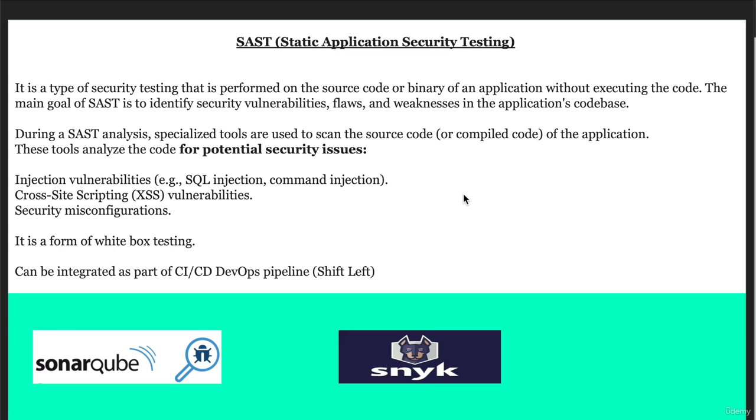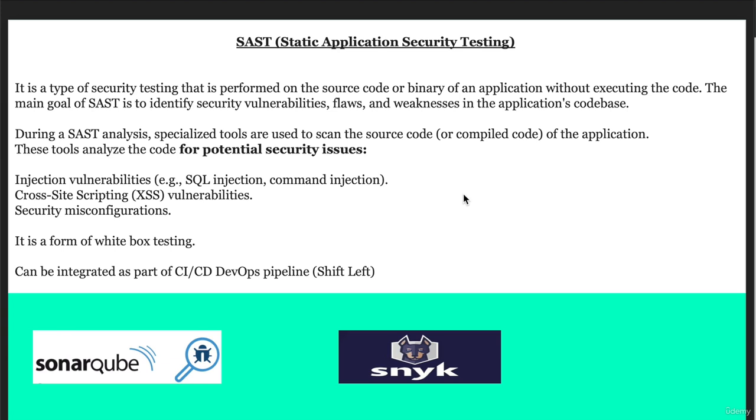base. During a SAST analysis, specialized tools can be used to scan the source code or the compiled code of the application, and these tools analyze the source code for possible security issues. Some of them may be injection vulnerabilities like SQL injection, NoSQL injection, command injection, etc., cross-site scripting vulnerabilities, and security misconfiguration. All these can be found without actually executing the code, simply by running a SAST scan on the source code. So it can easily be integrated as part of the DevOps CI/CD pipeline.